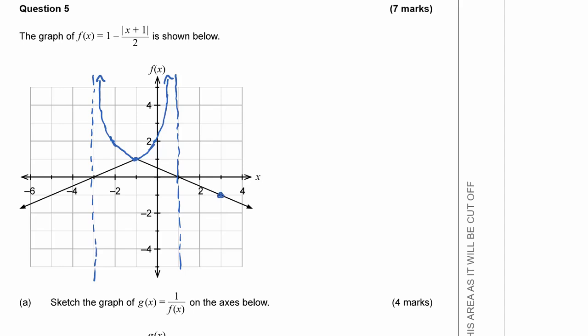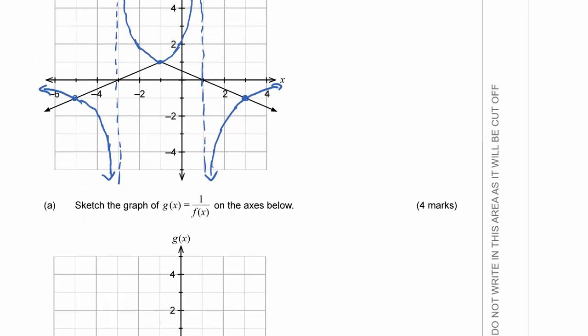This is -1, definitely going to intersect there. -1 will intersect there. As it heads towards 0, it's going to go off to negative infinity down here. And so it's going to do something like that. And that's our graph. So what's the next part of the question?